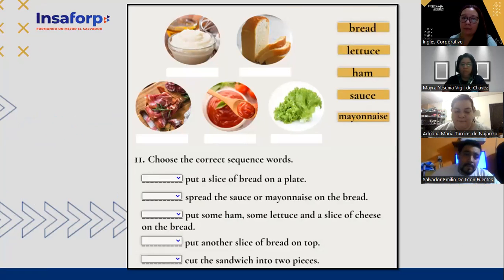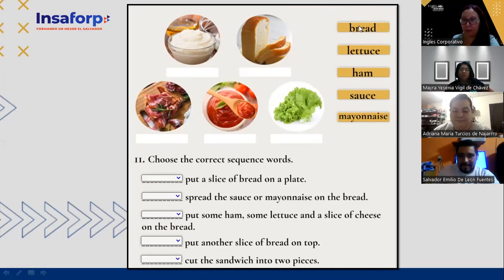So you have here, based on the pictures, what do you think we're making? Basada en los dibujos, ¿qué creen que vamos a hacer? ¿Qué se va a cocinar acá? A sandwich. Correct. Yes, we're probably making a sandwich.